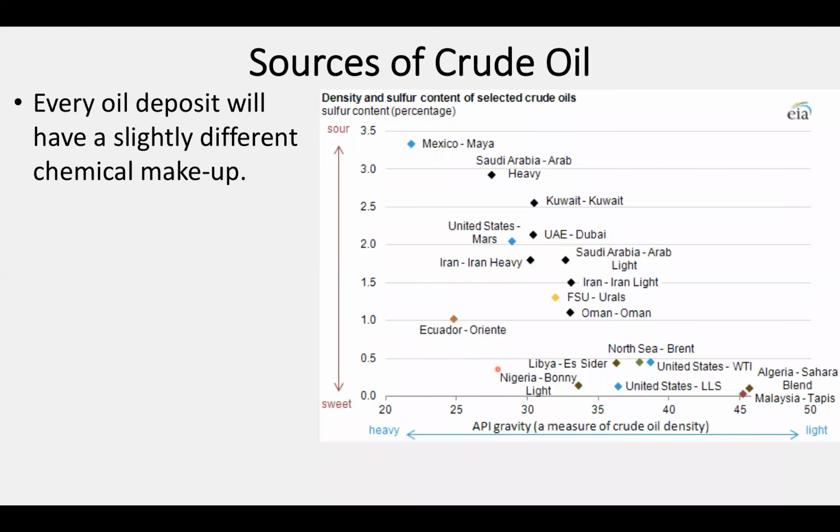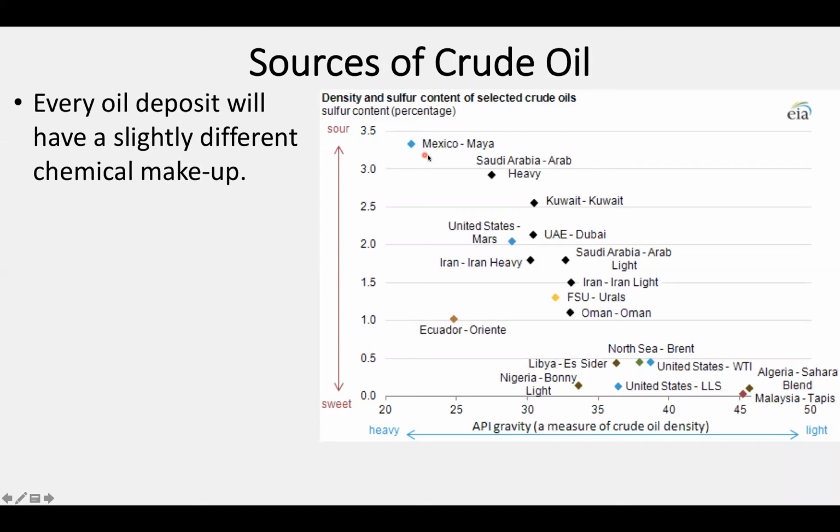So again, one of the important things to remember is that every oil deposit is going to have a slightly different chemical makeup, and this is going to greatly affect their values. So for example, some of the most premium blend is called sweet Malaysian crude. And this tends to be very light, a lot of those small molecules we like, and has very little sulfur content, almost none.